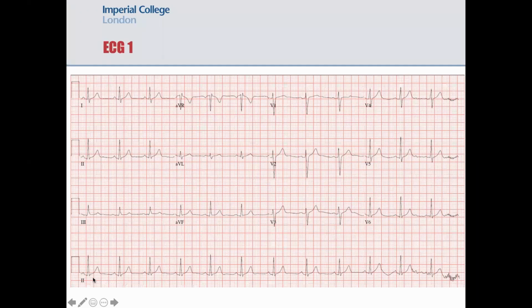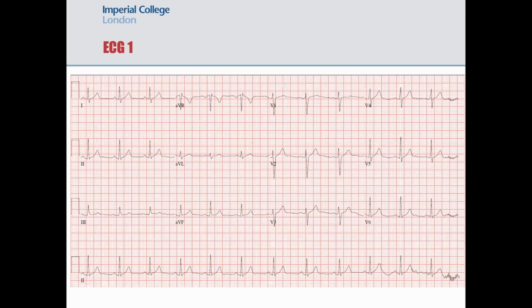If you look at the rhythm strip, there's a P wave before every QRS. And because the R to R interval is regular, it is a regular sinus rhythm. And with a normal axis, you have a positive deflection in lead 1 as well as a positive deflection in AVF. So therefore it's normal axis.